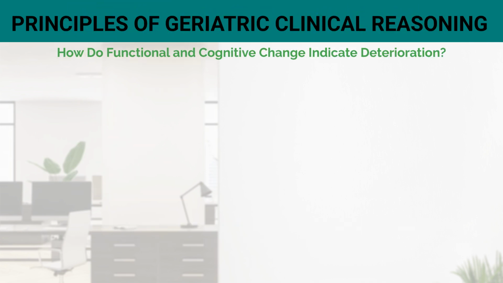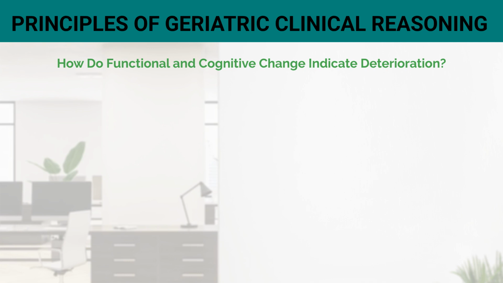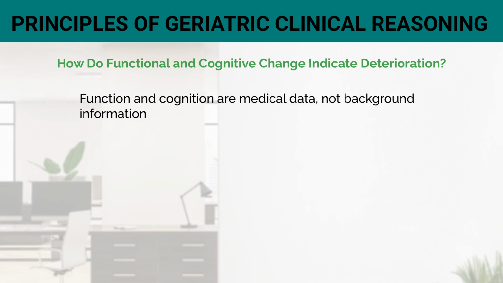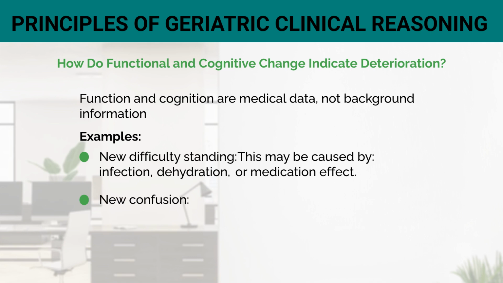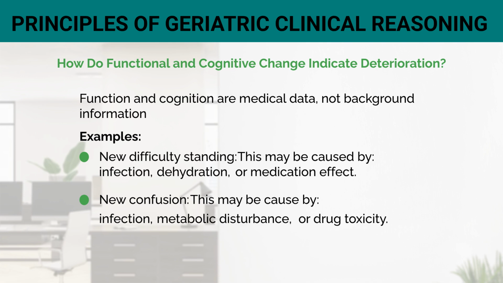Next is how functional and cognitive change indicate deterioration. Function and cognition are medical data, not background information. Examples: new difficulty standing. This may be caused by infection, dehydration, or medication effect. Also, new confusion. This may be caused by an infection, metabolic disturbance, or drug toxicity, and ignoring these signs delays intervention.